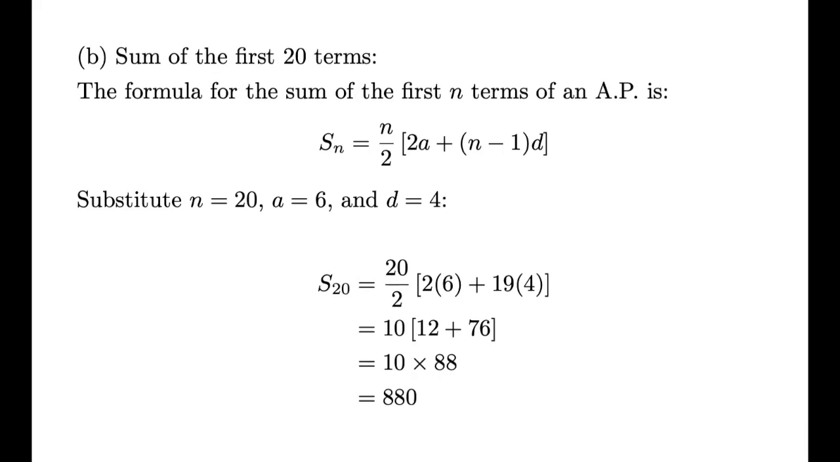In part B, we need to find the sum of the first 20 terms. The formula for the sum of the first n terms of an AP is Sn equals n over 2 times (2 times a plus (n minus 1) times d). In this question, we need to substitute n equals 20, a equals 6, and d equals 4 into it. Then we get S20 equals 880.